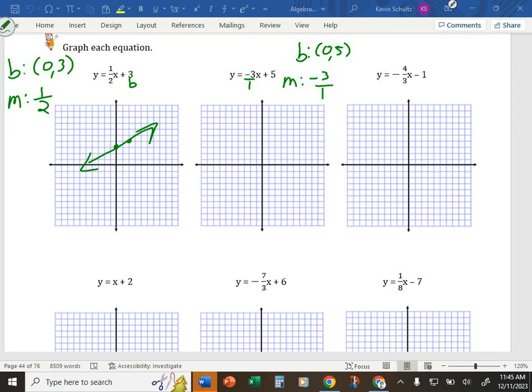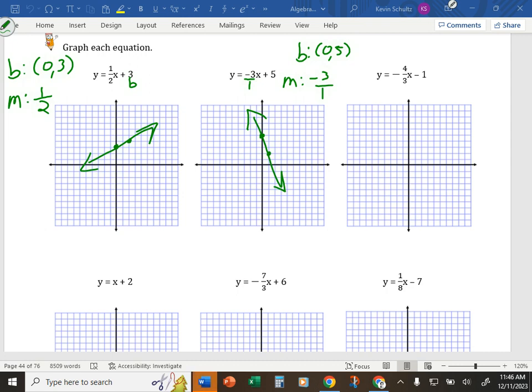So positive 5 for the y-intercept. That's where we begin, our first point. Down 3, right 1. And there we have our second point. Not down and left. A negative slope does not mean down and left. It means down. But you still go to the right, and your line should look like that.